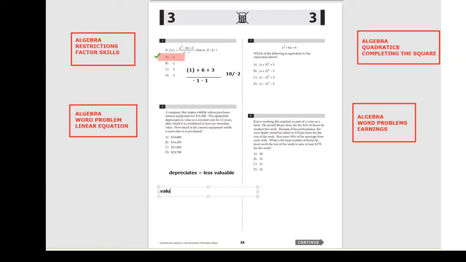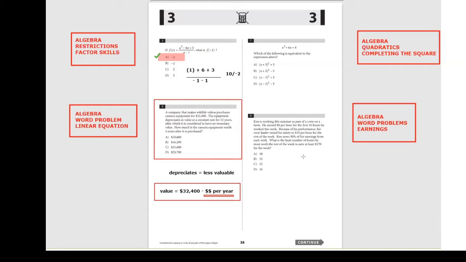So if I write the value, well, that started at 32,400, but then every year it's minus some dollar amount per year. So that's what I construct in my head. That's the linear equation, the starting amount minus some amount per year. So can you tell me, Jaden, what can we write for per year for this paragraph for number 6? 2,700. 2,700? Oh, that would be the per year?